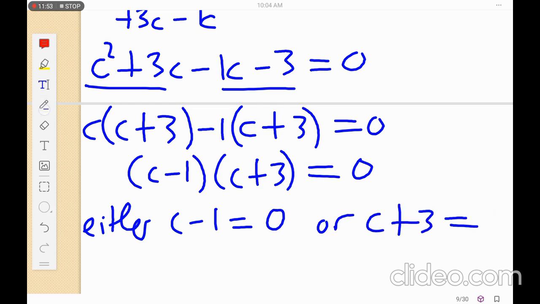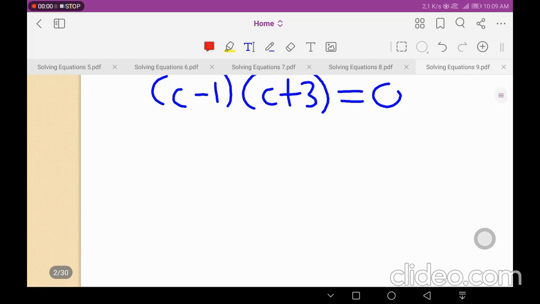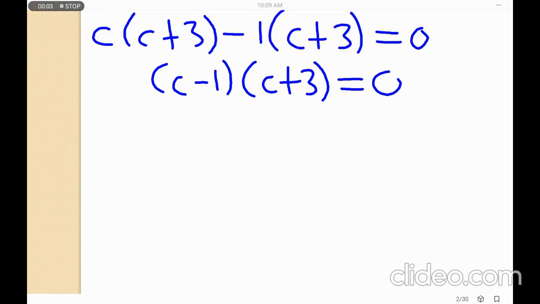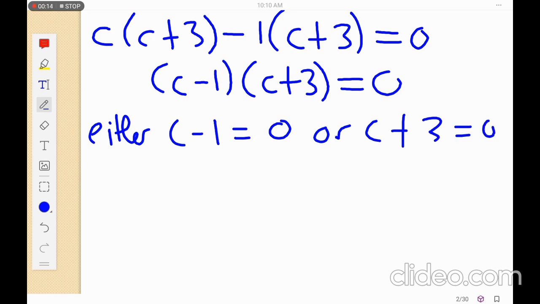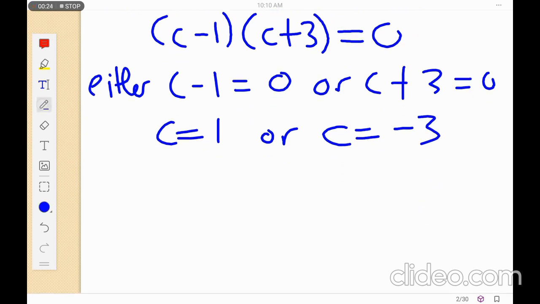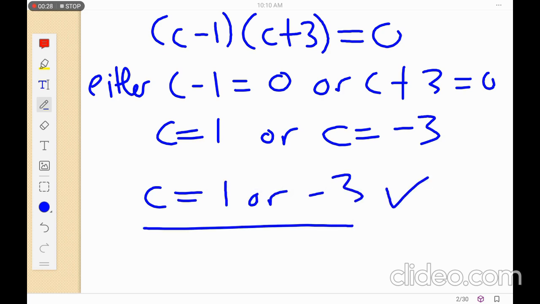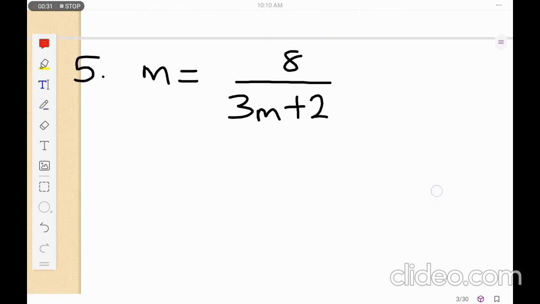When we solve those two, we have our C. We can say either C minus 1 is equal to 0 or C plus 3 is equal to 0. So our C is equal to 1 or C is equal to minus 3. So our answer for our C becomes 1 or minus 3. So these are our answers for our C. Let's have a look at number 5.